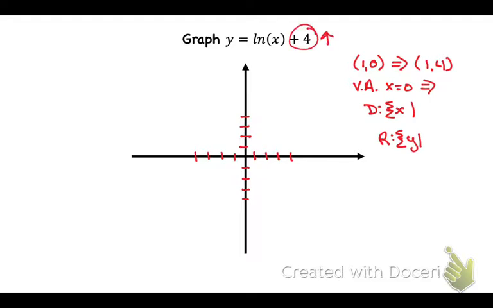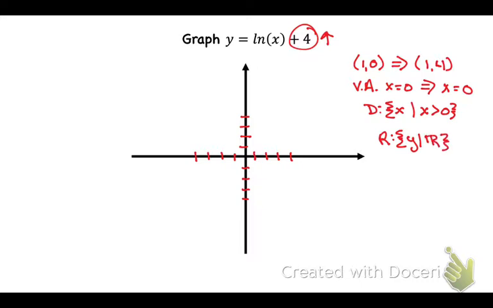Does my vertical asymptote change? Well, vertical is this way. Did it move left or right? Nope. So does the vertical asymptote change? No. So it's still x equals 0. What about the domain? Is it changing? Nope. So it's x is greater than 0. Did the range change? All real numbers.